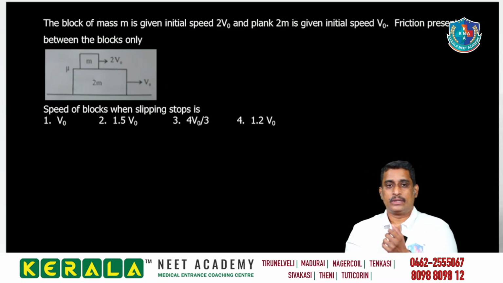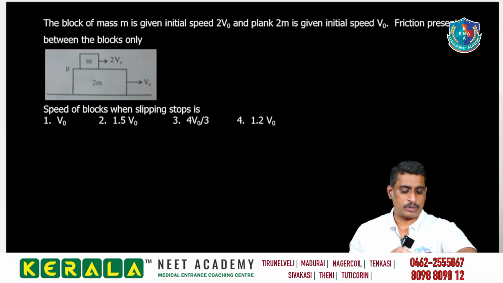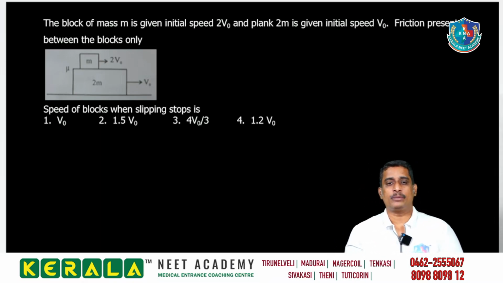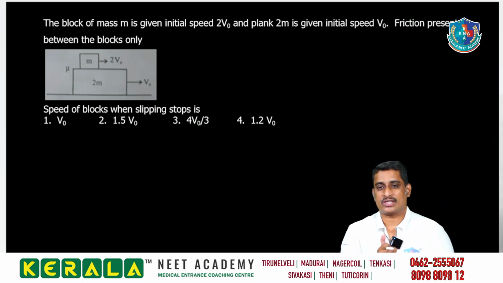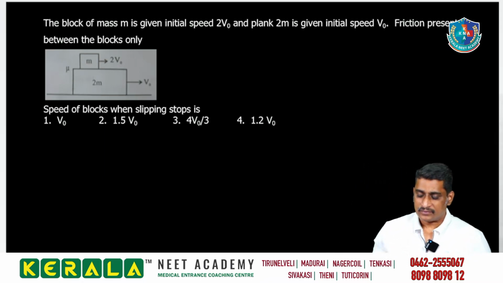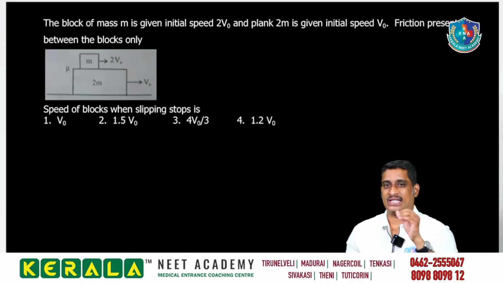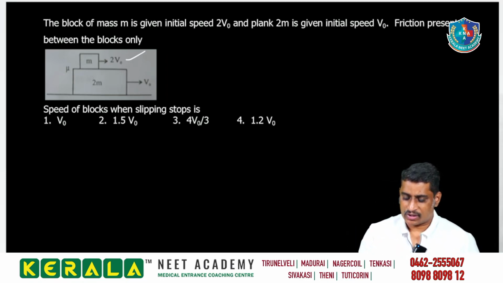Look at this example. The block of mass m is given initial velocity 2v0 and a plank of mass 2m is given initial speed v0. Friction is present between the blocks only. Speed of the blocks when slipping stops is? It is one of the best examples of frictional forces, kinetic friction. We know that kinetic friction always opposes the relative velocity between the blocks. If you look at the upper block, it is having velocity 2v0, and the lower block is having velocity v0.